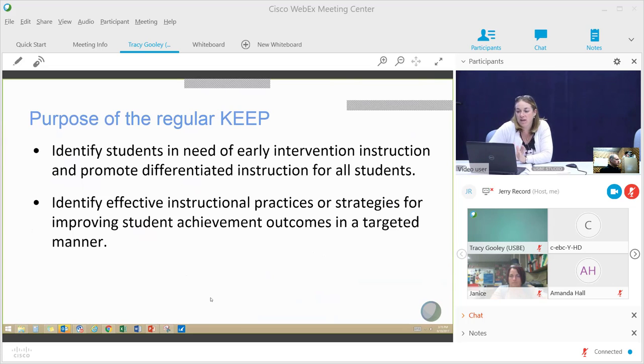One of the other purposes of the regular KEEP was looking at effective instructional practices for students and improving student achievement outcomes.